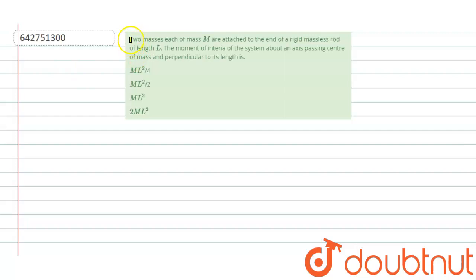Question is, two masses, each of mass capital M, are attached to the end of a rigid massless rod of length L. The moment of inertia of the system about an axis passing through the center of mass and perpendicular to its length. So we have to find the moment of inertia of the system about an axis passing through the center of these two masses and perpendicular to its length. Let's find out.